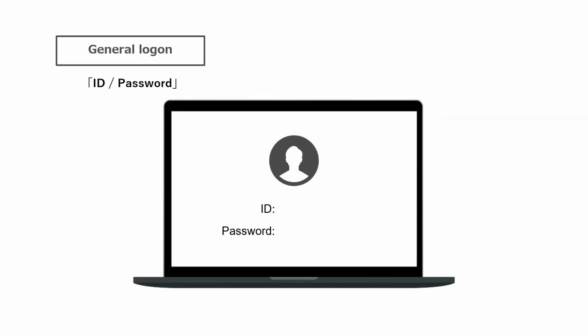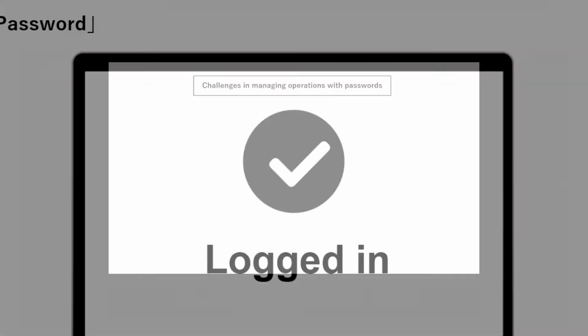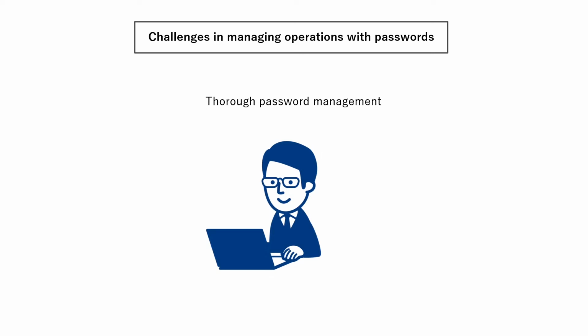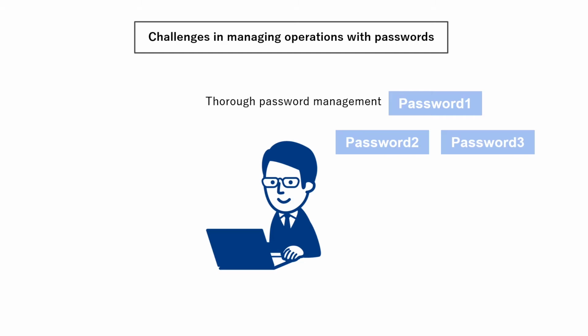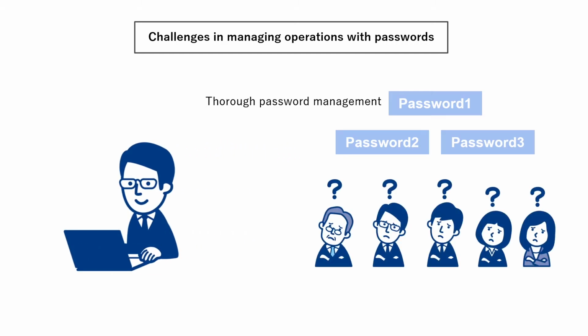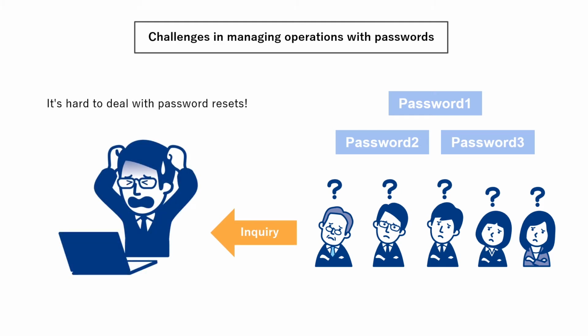In general, at logon, authentication by ID and password is widely used as a method of identifying the user. Administrators thoroughly manage passwords, such as complicated password settings and regular password changes. However, there are limits to how many complex passwords that vary from service to service users can remember. Administrators spend time responding to inquiries from users who have forgotten their password.